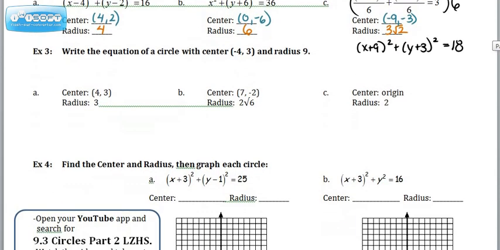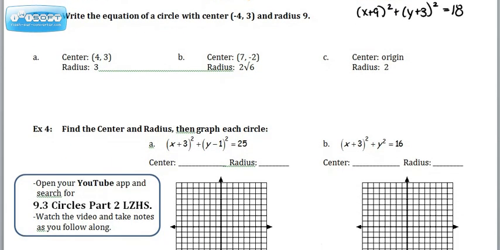In example 3, we want to write the equation of a circle. In this one, given a center of -4, 3, and a radius of 9. So let's remember what the basic circle equation looks like. We've got the quantity x minus h squared plus the quantity y minus k squared. And again, it equals our radius squared. So here the radius is 9. And as far as h and k, h is -4, k is 3.